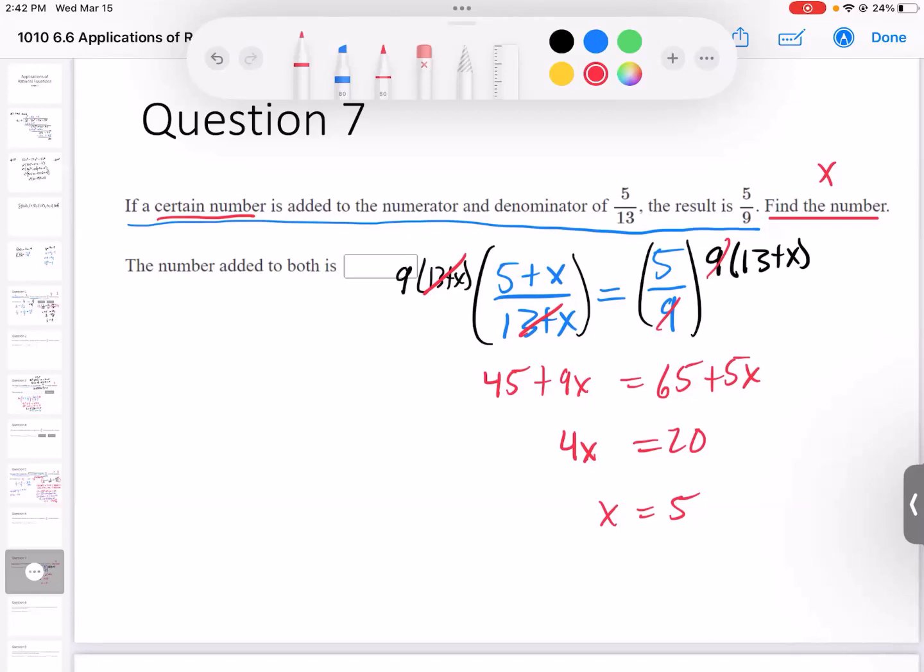And if you take that answer and plug it back in, you can see that it makes sense, because if you add 5 to the top and the bottom, you get 10 over 18. And 10/18 is 5/9 if you reduce it.